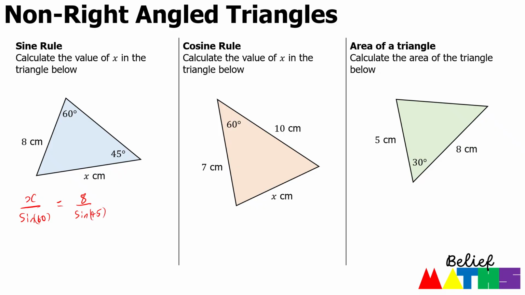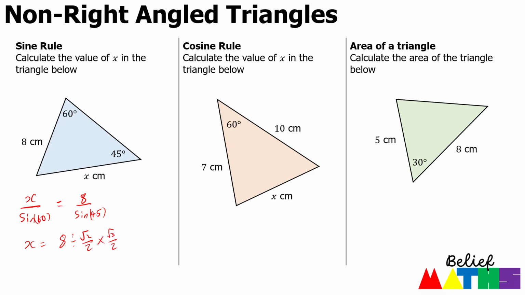So if we bring this across and multiply, we get x is equal to 8 over root 2 over 2, multiplied by sine 60, which is root 3 over 2. That looks really confusing, so instead we're going to rewrite this as 8 divided by root 2 over 2, multiplied by root 3 over 2.